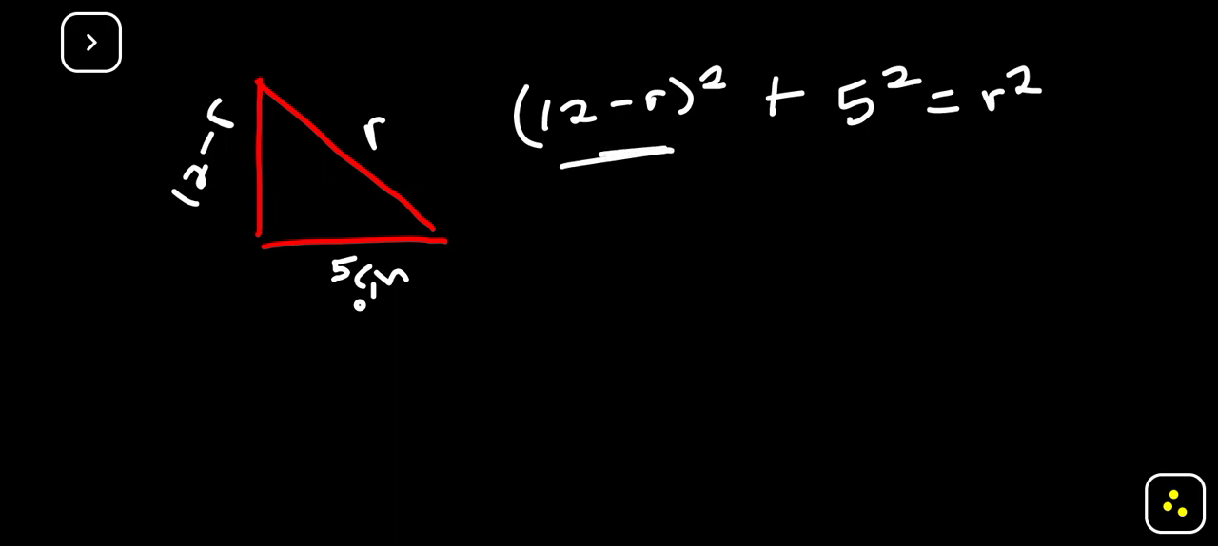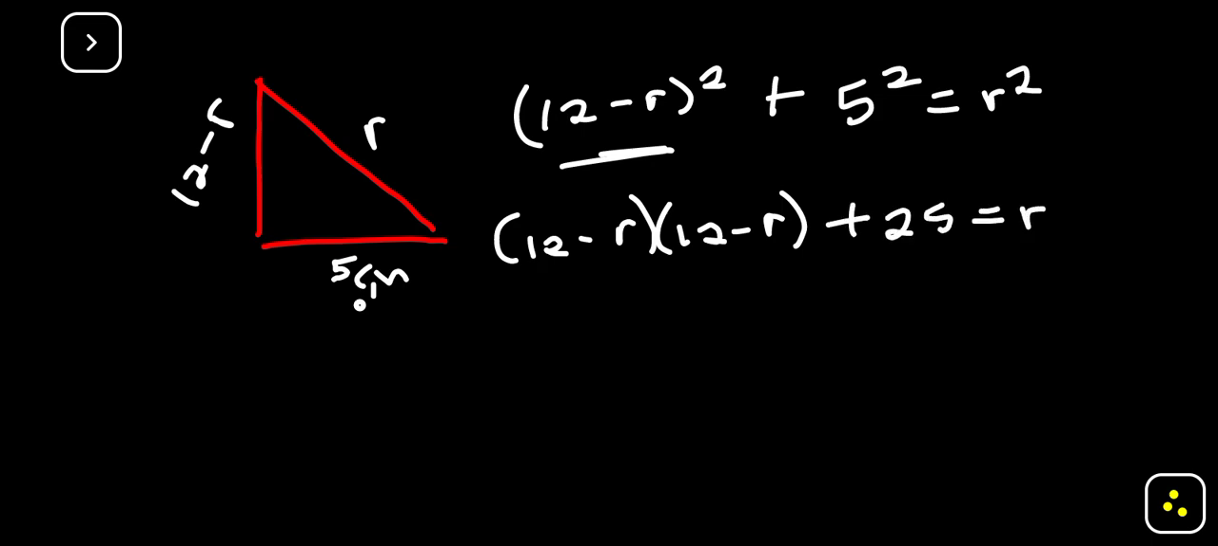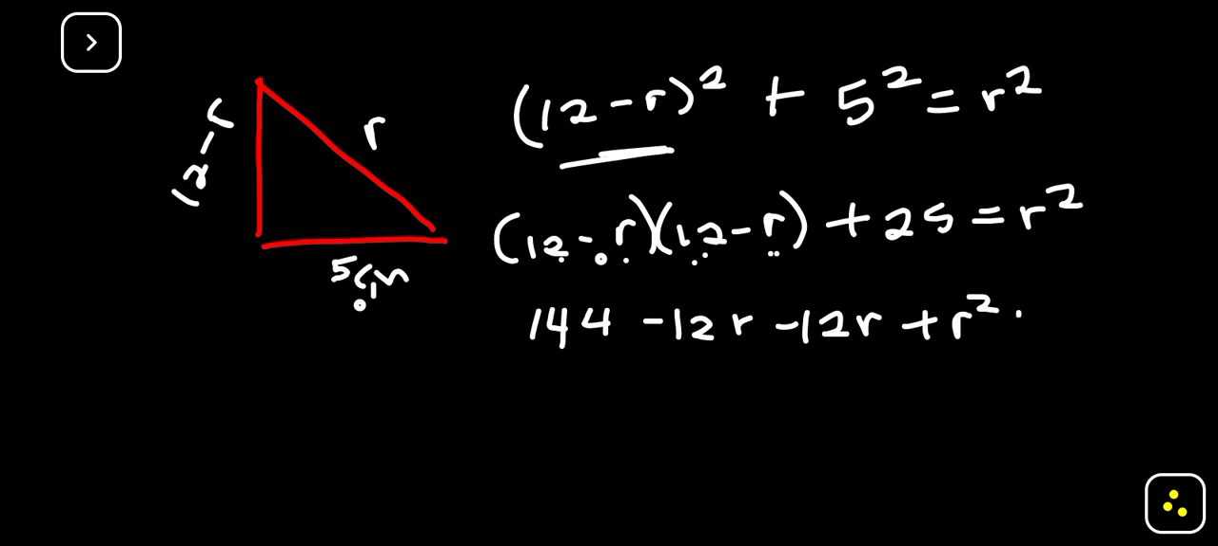So we have to expand this. When we expand that, we'll have 12 minus r, open bracket, 12 minus r, plus 25 equal to r square. Now this is 12 times 12 to give us 144. We'll have 12 times minus r to give us minus 12r. We'll have minus r times 12 to give us minus 12r. Then we have minus r times minus r to give us plus r square. And then we have plus 25, and this is still equal to r square.